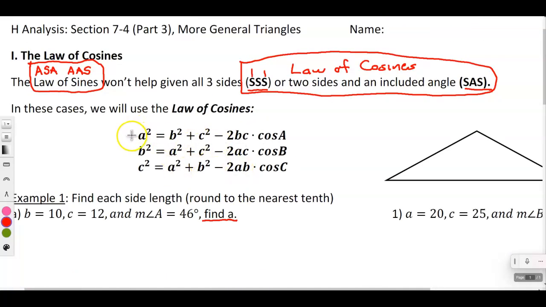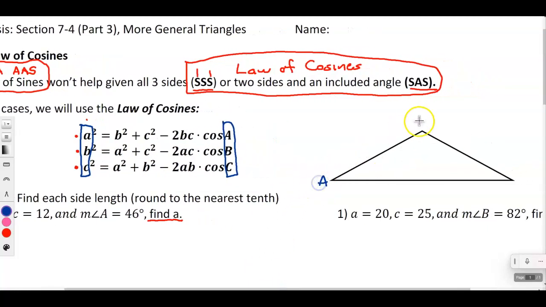These are three versions of the same thing, right? It just depends what you're trying to solve for, what missing side you're solving for, A, B, or C. And then you just use, as you notice here, that if you're trying to solve for A, you actually end up using the cosine of A. Right? So these match right here. And seeing that pattern is crucial to making this all work. Okay?